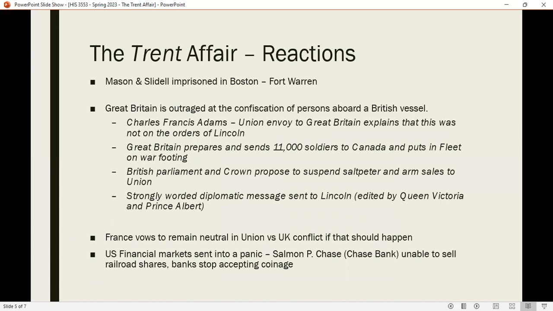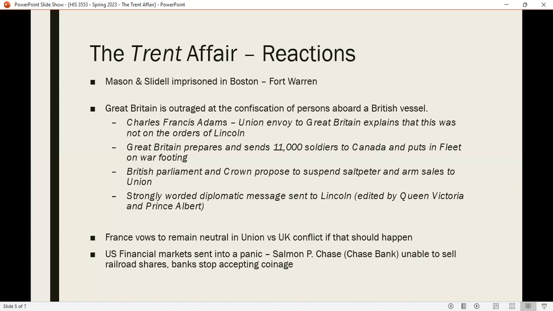So Mason and Slidell get imprisoned in Boston, at Fort Warren, named after a distant relation of the current senator there. This is a huge outrage in Great Britain. At this point, Great Britain is still the preeminent power in the world. And so having the upstart Union abduct people from an official British mail ship, an official government mail ship, not just a passenger liner, is seen as out of bounds.